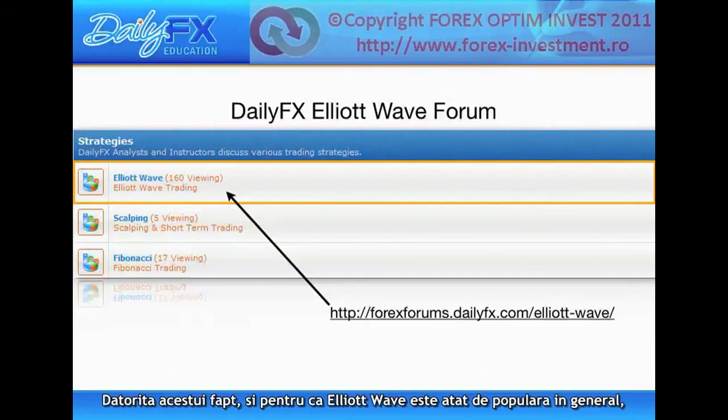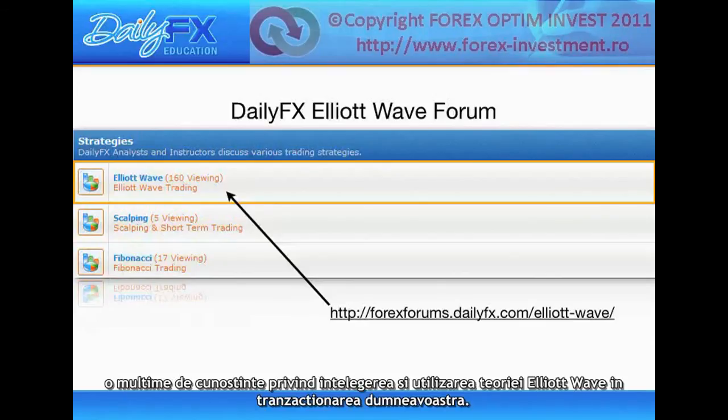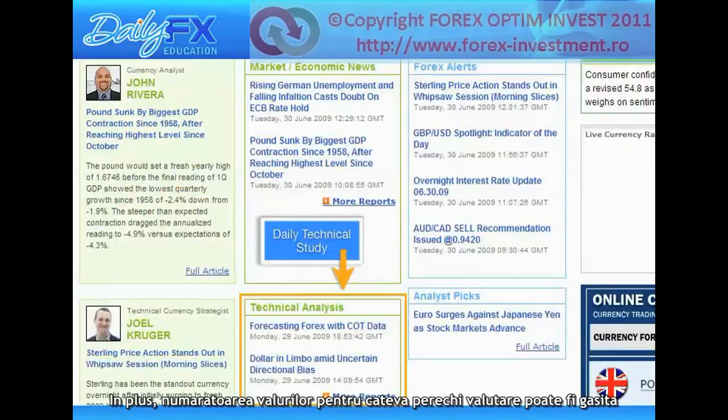Because of this fact, and because Elliott wave is so popular in general, DailyFX hosts a great forum that we highly recommend you utilize. In fact, this is one of our most heavily visited forums and will provide you with a wealth of knowledge on understanding and using Elliott wave theory in your trading. Additionally, wave counts for a number of currency pairs can be found every day in the technical analysis section of DailyFX. This is a great way for new Elliotticians to begin recognizing wave patterns by the help of a DailyFX analyst.